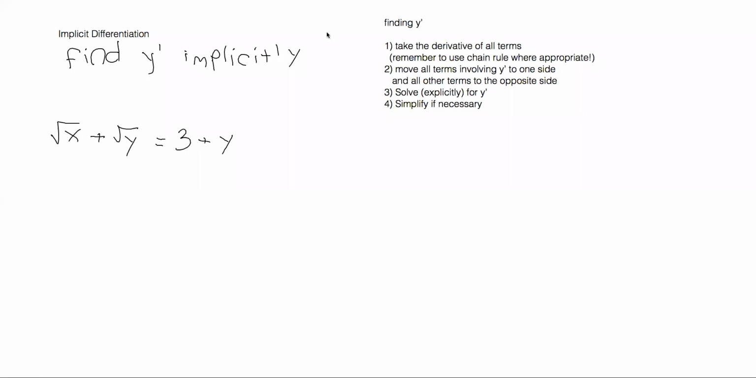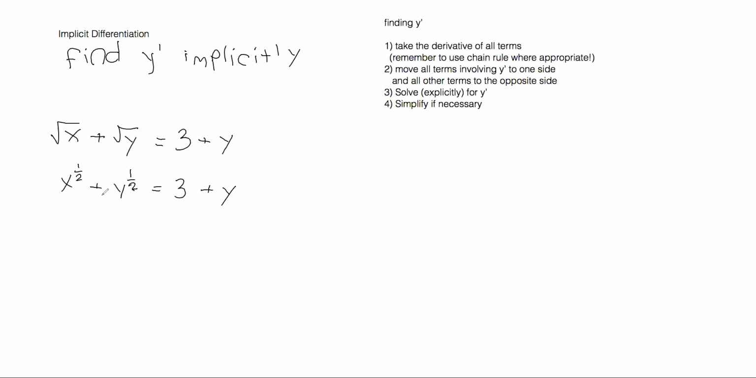So we want to start by finding the derivative of each of our terms. We have 4 terms. Each term has its own derivative. So we want to start by taking the derivative of this x squared. So I might even do this. I might make this x to the 1/2 plus y to the 1/2 equals 3 plus y.